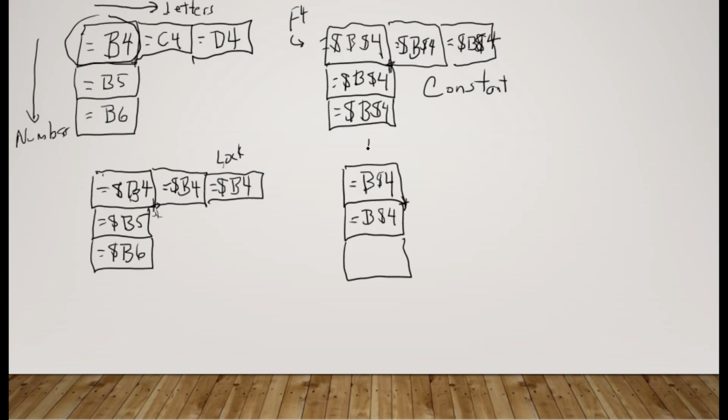Why? Because we locked the number. And again, this is just going to be $B$4 because we locked the number. We didn't allow it to change. But if I pull it across, the letter is not locked, so the letter is free to change. $C$4 and finally equal $D$4. So these are our 4 different cell locks, cell references. And we're going to use these in the multiplication problem right now.